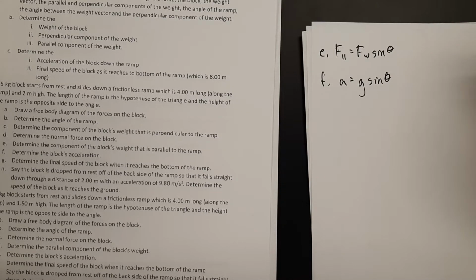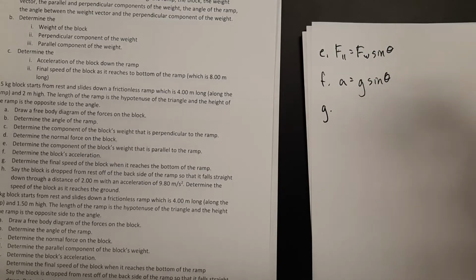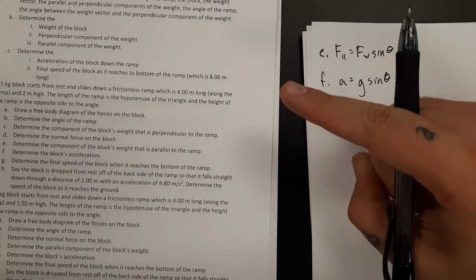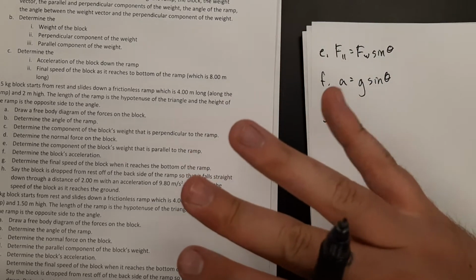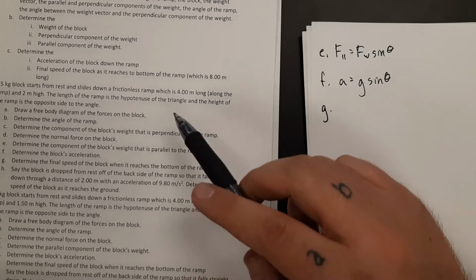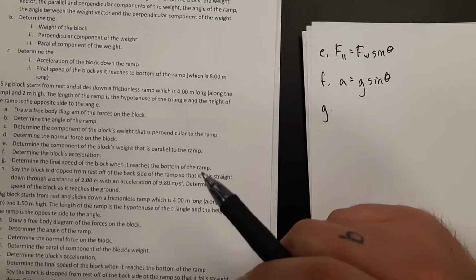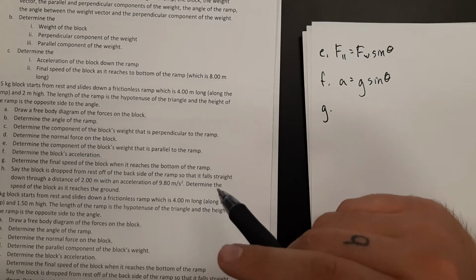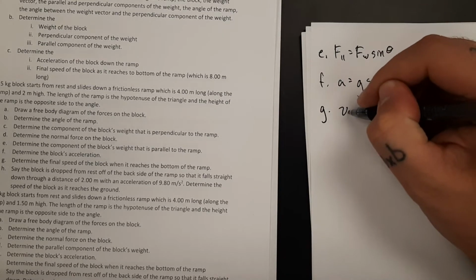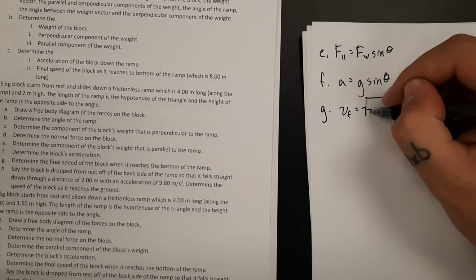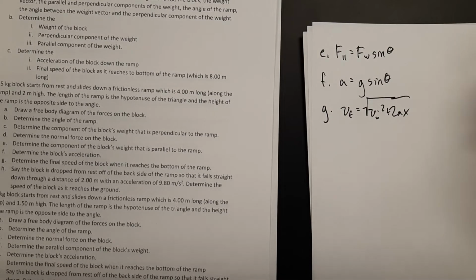G, determine the block's final speed when it reaches the bottom of the ramp. Okay, so when we're looking at this one, the information that we've got, you've got initial speed, you've got acceleration, you're looking for final speed, and we also know distance, the distance that it has traveled down the ramp. It has traveled 4 meters because it's just moving along the ramp from top to bottom. So your x here is going to be 4 meters, your acceleration is going to be what you just found in F. So again, we can use formula C to solve for that, using all the values that we found so far.